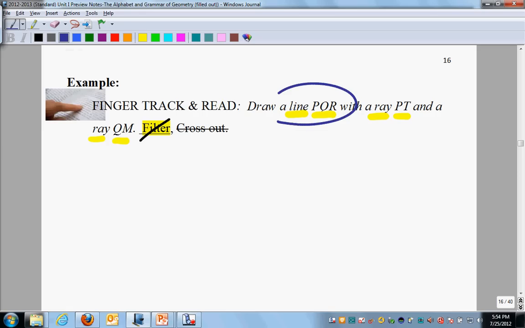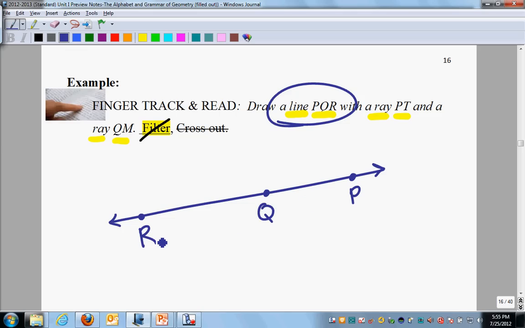Step one, we're going to draw a line PQR. So I have a line. Doesn't matter which way PQR starts, right to left, left to right. There's no directives in geometry. So now that I've accounted for line PQR, I'm going to cross it out. I'm done with that piece of information.